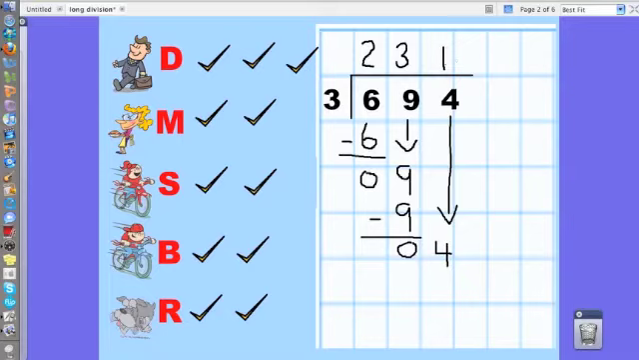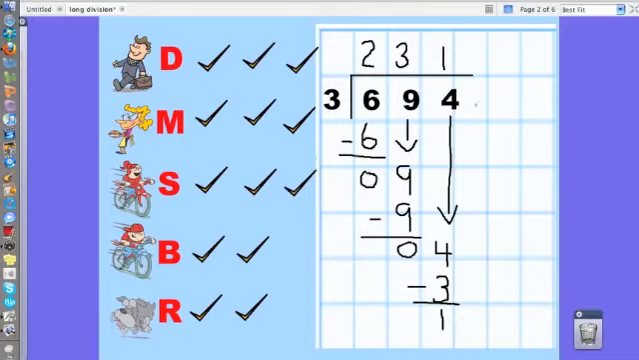What is 1 times 3? You're right, it's 3. Great job. What is 4 minus 3? You are too smart. Right, it's 1.